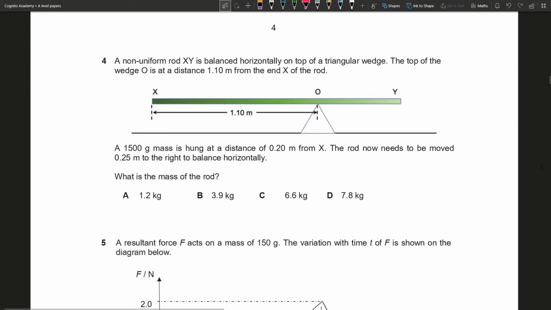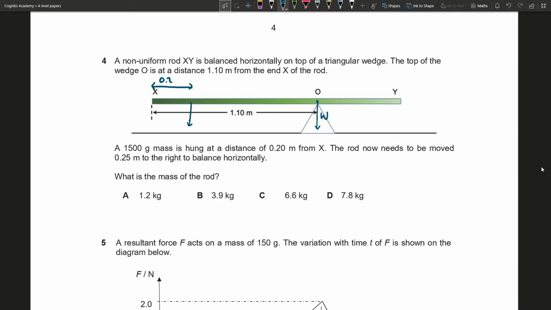Question 4. We have a non-uniform rod XY being balanced horizontally on top of a triangular wedge. That means initially the center of gravity is resting on the wedge itself. So our center of gravity is here, and we can take it as the weight acting at this point O. They tell us that O is a distance of 1.10 meters away from X, and then we are later told that a 1.5 kg mass is hung from a distance 0.2 meters away from X, so this being 0.2 meters.